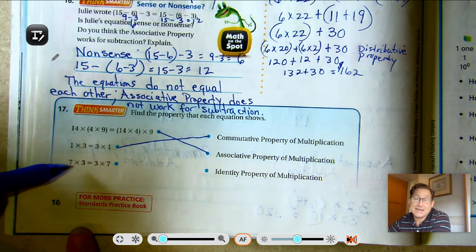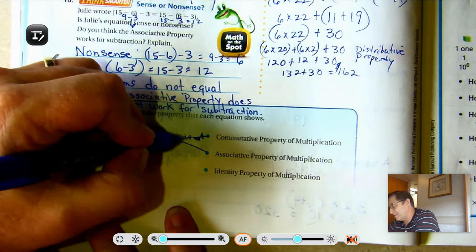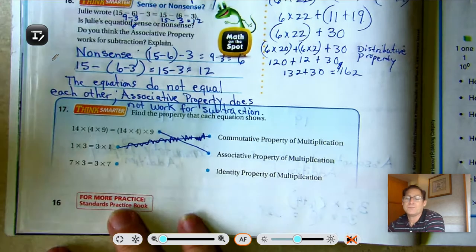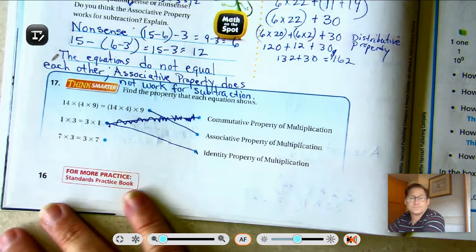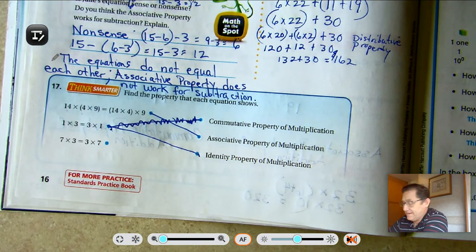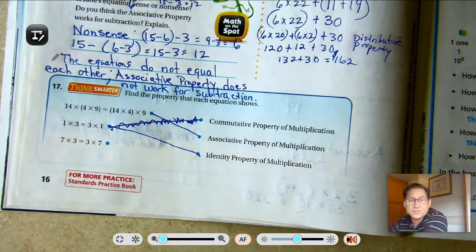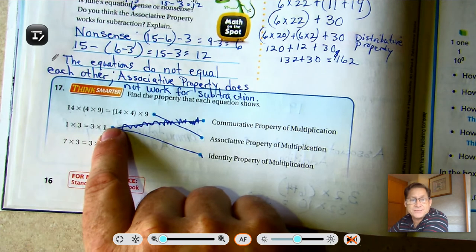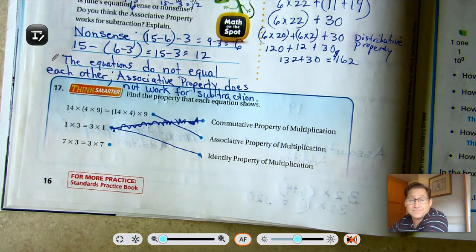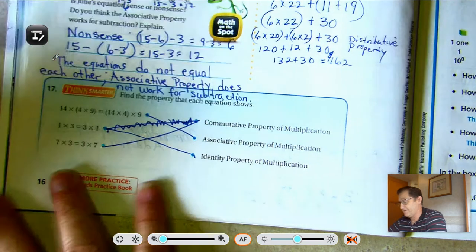But that is true. They did just change the order. But what they're also showing, 3 times 1, any number times 1, is the identity property. And then 7 times 3 equals 3 times 7. They're just switching the order, okay? So I probably could have said that the 1 times 3, 3 times 1 is showing commutative property, but it is also showing the identity property. All right, but 7 times 3 equals 3 times 7 is commutative.